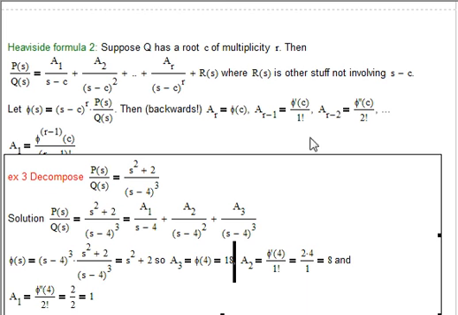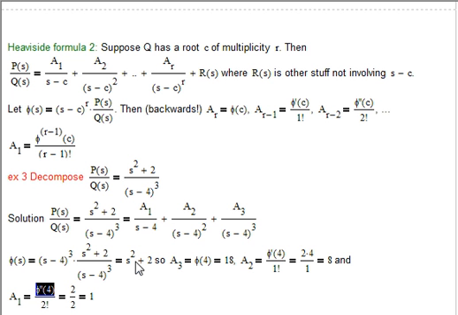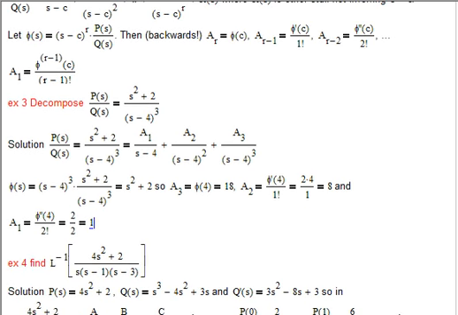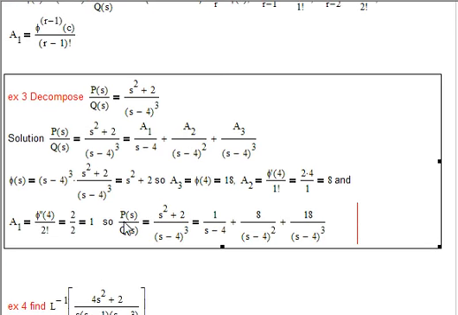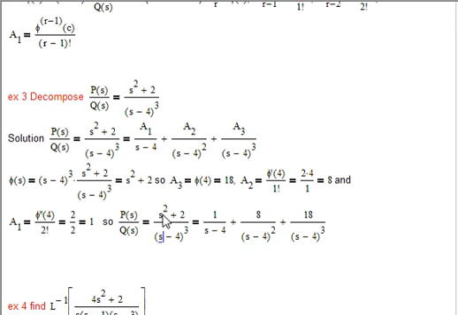And finally, A1, which is the last one we need, is the second derivative at 4, so that would be 2s, and then another derivative, oh, it's just going to be 2 over 2 factorial, which is 1. So here is the partial fraction decomposition. I didn't actually write that, so here it is: P of s over Q of s, s squared plus 2 over s minus 4 cubed, is 1 over s minus 4, plus 8 over s minus 4 squared, plus 18 over s minus 4 cubed.